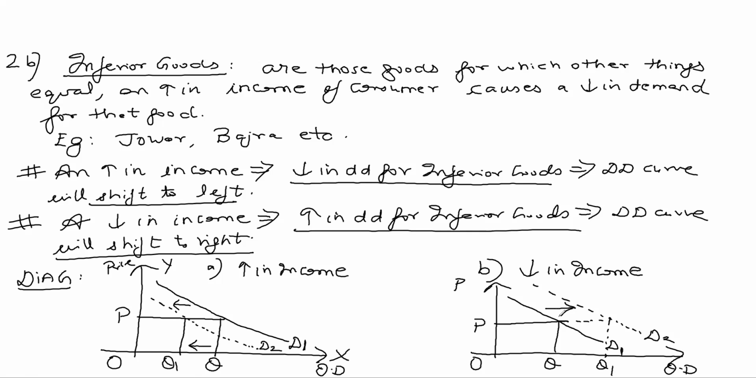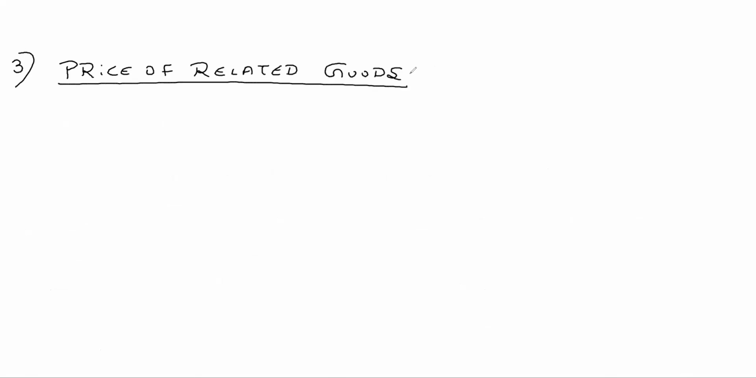So what have you all understood? We have understood that if we talk about income of the consumer, normal goods will carry a positive income effect. Inferior goods will carry a negative income effect. Okay. Then we can talk about the third point, which is price of related goods. This is the third factor, and within this we have two types.